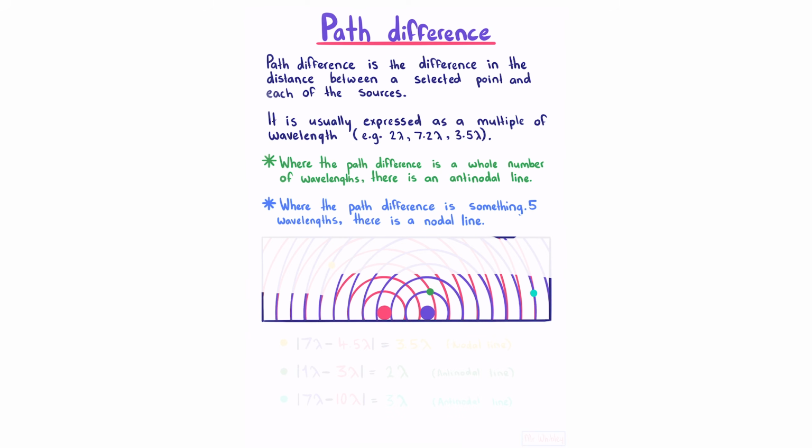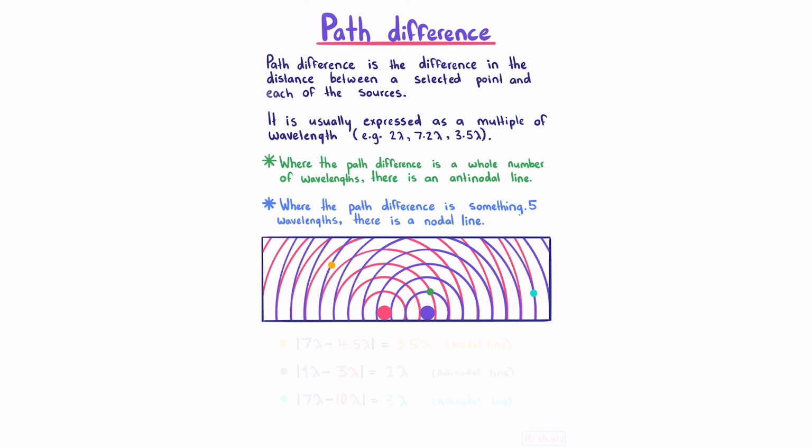So in our example here, we have 2 sources. For our yellow point, we can count 1, 2, 3, 4, 5, 6, 7 wavefronts. From that, we can subtract 1, 2, 3, 4.5 wavefronts, which gives us a path difference of 3.5 wavelengths. Because our path difference is something.5, we have a nodal line.